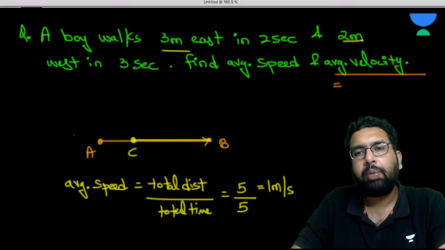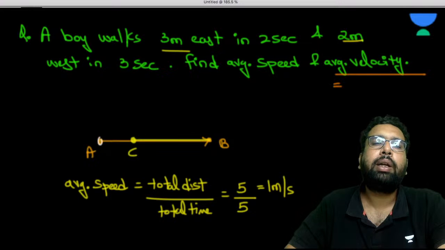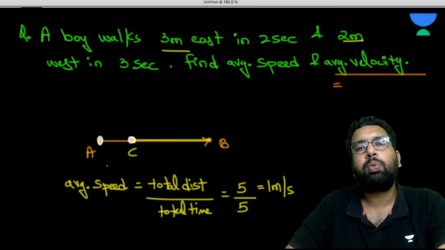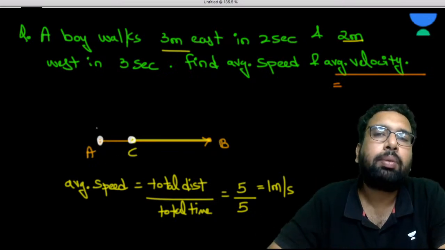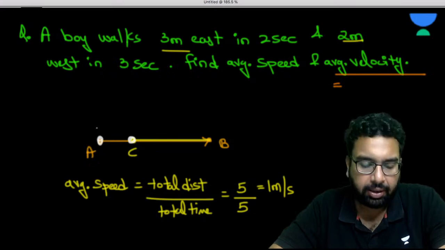Okay. Now please understand this. What is the average velocity, sir? Average velocity is going to be the total displacement upon total time. So what is the total displacement? The displacement is the shorter distance.